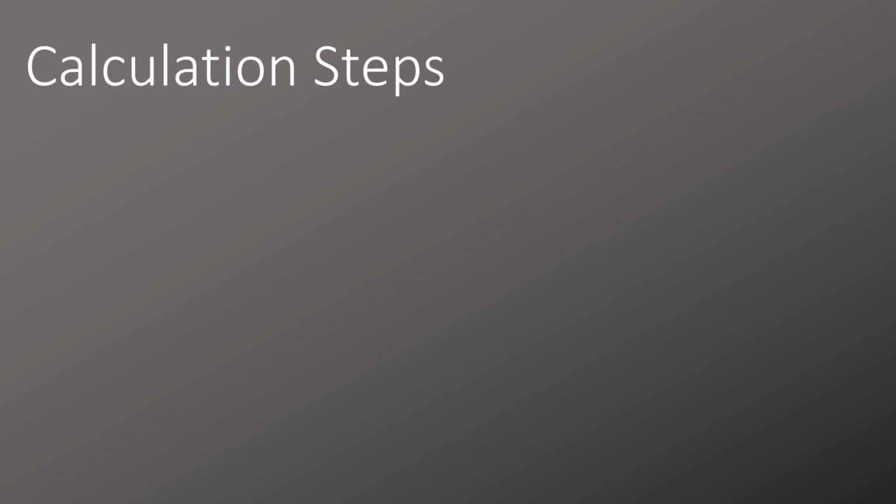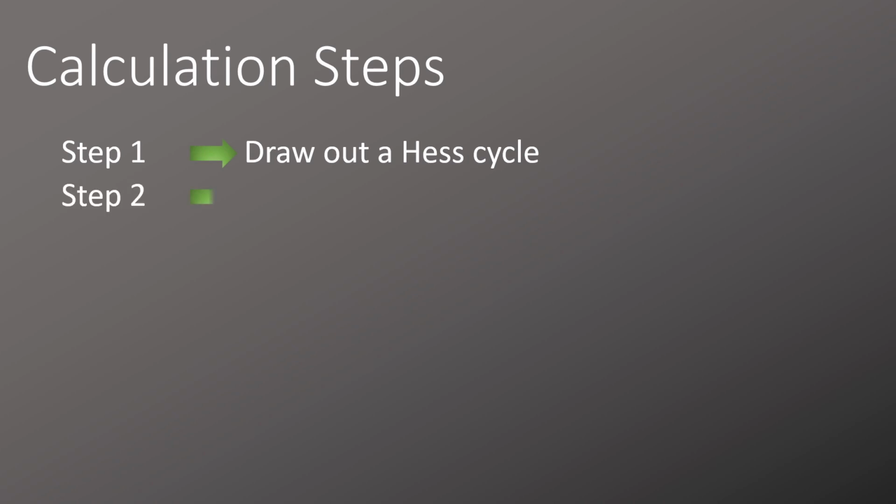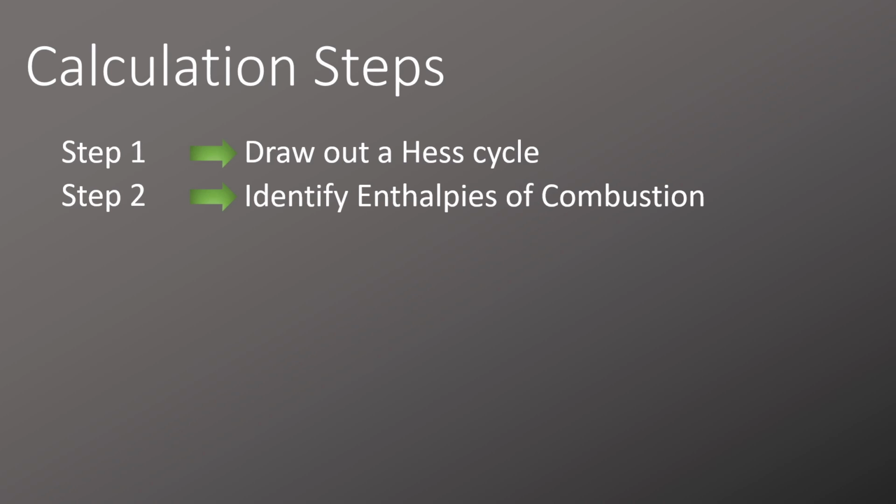So there are 5 simple steps to make sure you always get your calculations correct. Step 1 is to write out a Hess cycle, remembering that the arrows for the enthalpy of combustion always go downwards. Step 2 is to identify the enthalpies of combustion from the question and write them next to the arrows.